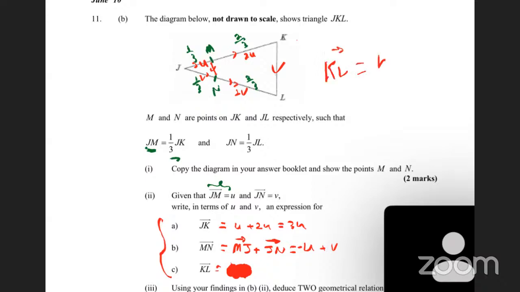K to L is K to J plus J to L. Okay, what is K to J? We work out JK, so that's minus 3U. And what is J to L? J to L is 3V. That's it, you're done.